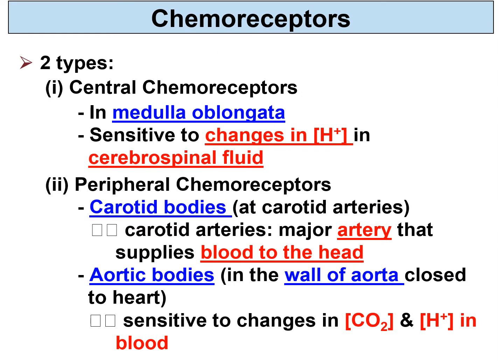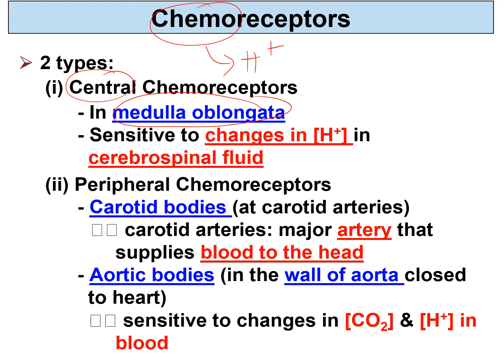There are two types of chemoreceptor. The word chemo means it detects a chemical substance, which is the proton. The two types of chemoreceptors are, first, the central chemoreceptor in the medulla oblongata. So central, it must be related to our brain.